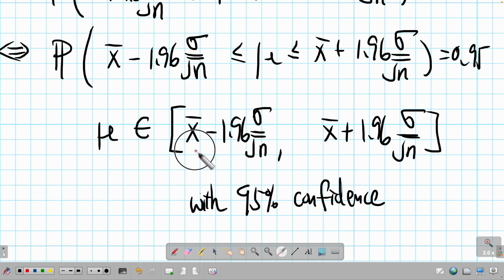What is this interval? This interval is built on the sample mean. That means we are using the estimation from the data and then subtracting and adding 1.96 times the standard deviation divided by the square root of n. So this is like the uncertainty from the data. We are using this uncertainty of the data to expand our x bar to give us an interval. And this interval is called a 95% confidence interval. Mu will be within this interval with 95% confidence. So this is how you derive the 95% confidence interval.